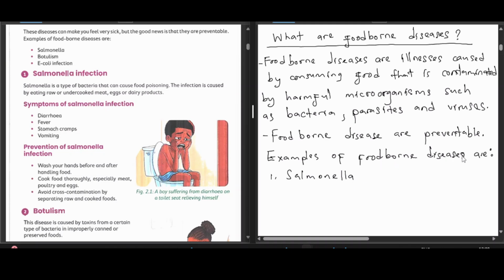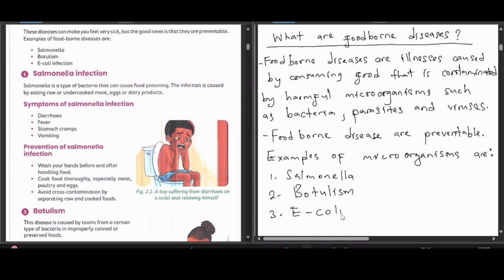So these are not examples of foodborne diseases. These are examples of foodborne disease causing bacteria. So let us do this. Let us say examples of microorganisms are, we have a microorganism called salmonella. We have a microorganism called botulism. We have a microorganism called E. coli infection.